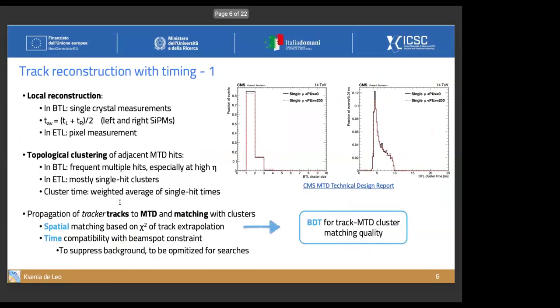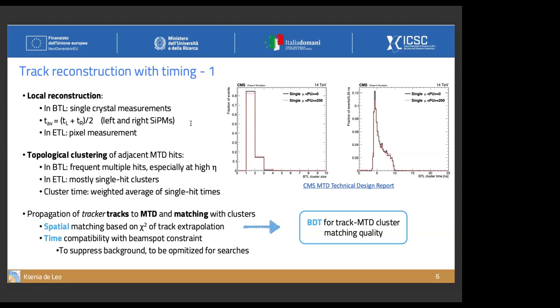So with MTD, we are going to be able to measure the track time. And here I'm going to explain how the track reconstruction with timing is performed. The first step is the local reconstruction. In BTL, this translates into single crystal measurements, and the time will be computed as an average of the left and right SiPM measurements, while in ETL, we will have pixel measurements.